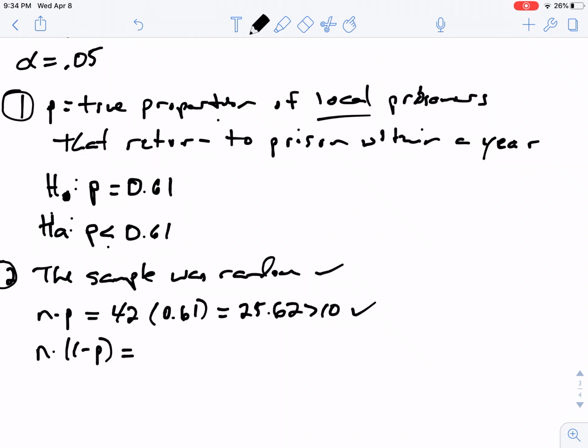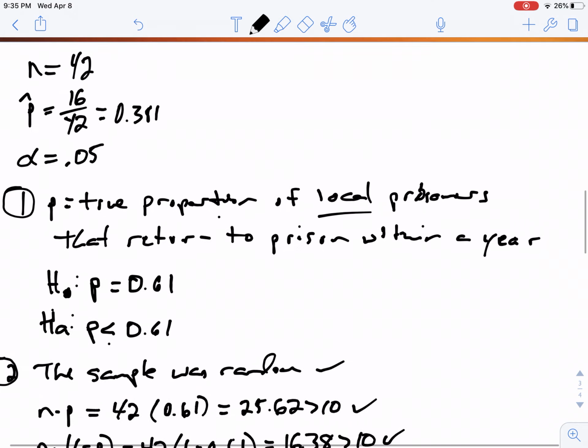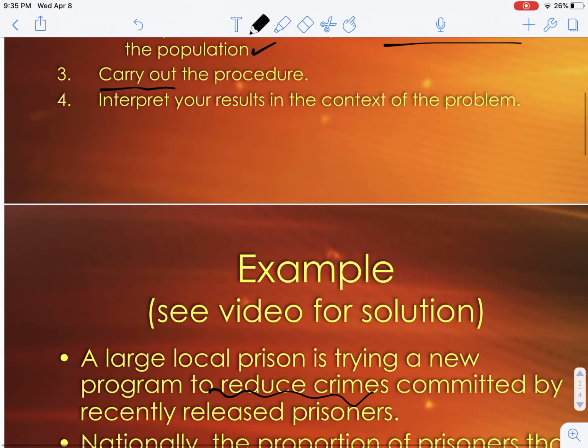Okay, that is greater than 10, so that's check. Okay, now I'm going to check n times 1 minus p. So I'm going to do 42 times 1 minus 0.61, and that is 16.38, also greater than 10. All right, so I do know that I can use a normal sampling distribution because those two values were greater than 10. And then lastly, I want to check this independence condition.